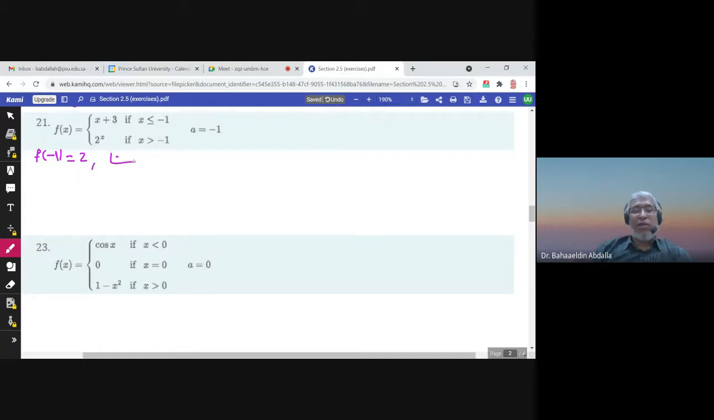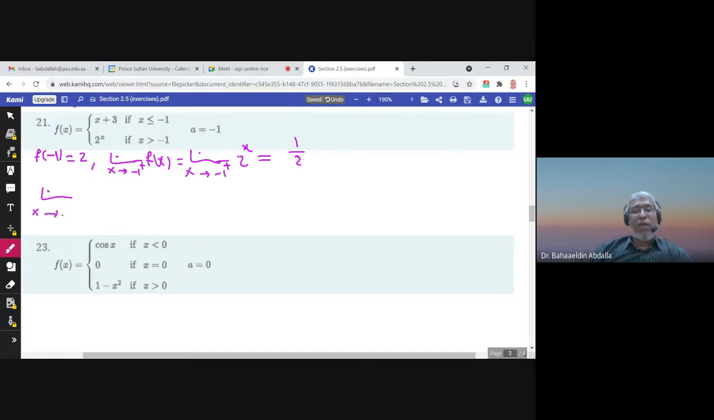So let us find the limit when x approaches -1 from the right. Once you have a piecewise function, you need to go from the right and from the left. From the right, greater than -1, the definition would be 2 to the power x. Replace x by -1: 2 to the power -1, or half. Notice that half is not equal to 2. So the function is not continuous from the right.